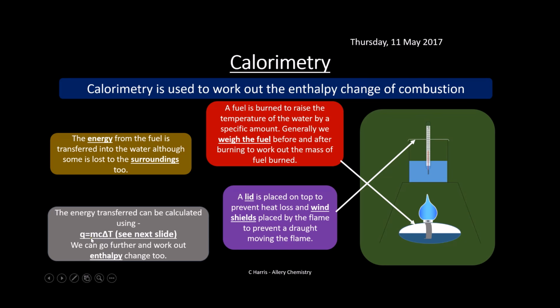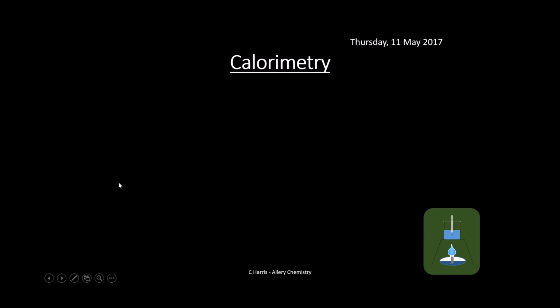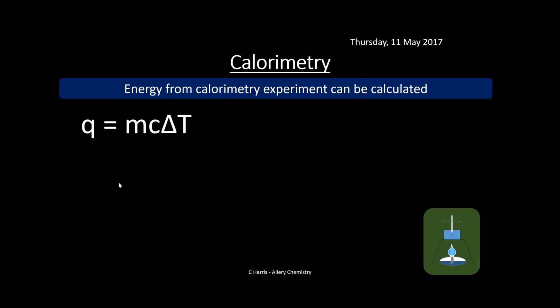Okay, so we're going to see that a little bit further. And basically, we can use this value of energy, Q, to work out an enthalpy change. There's a difference between energy and enthalpy, as you'll see. Okay, so let's have a look at a calculation. So energy from a calorimetry experiment can be calculated. So let's bring this equation back in. Q equals MC delta T.